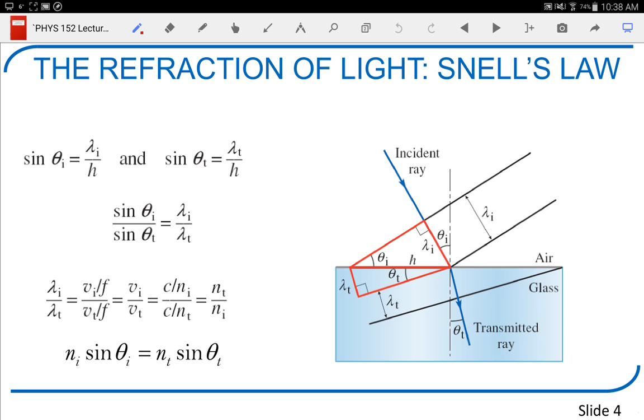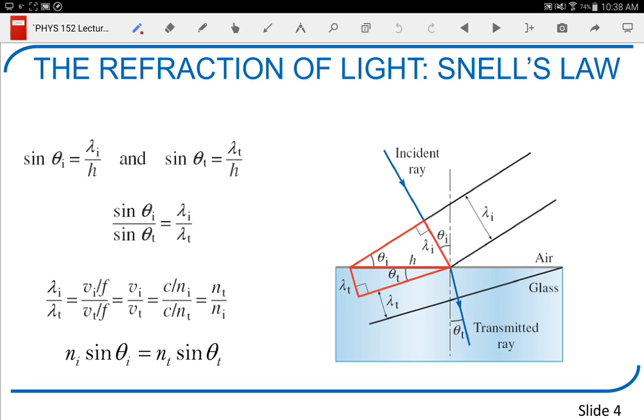Now, honestly, with reflections, we could have measured from the surface to the rays, and we would have had the right answers. But for refraction, for Snell's law, it makes a difference. So that's where you have to be careful. We measure the incident angle as the angle from the surface normal to the incident ray, and the refraction angle is the angle from the surface normal on the other side of the surface to the refracted ray.